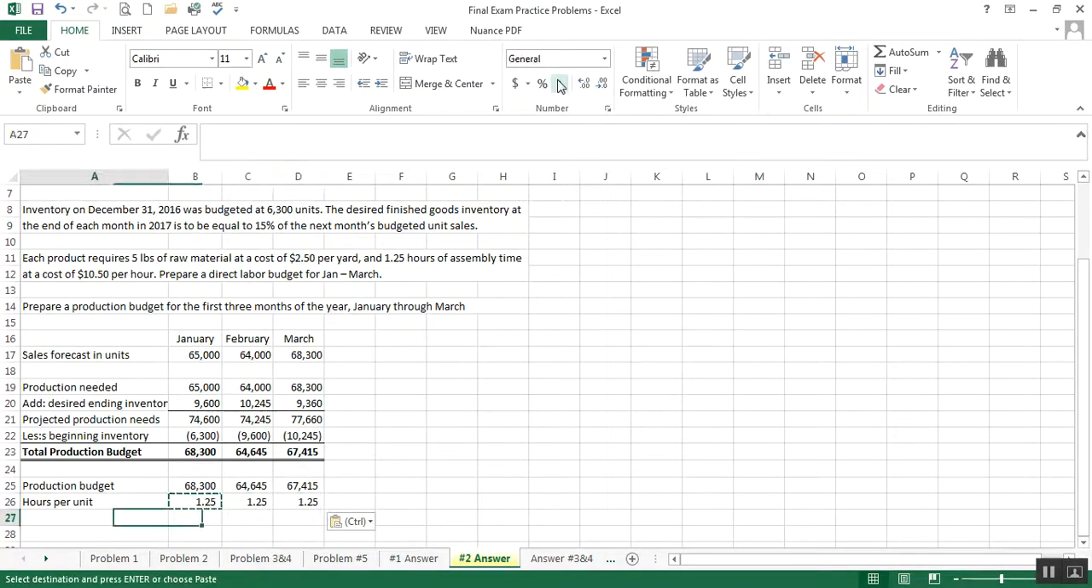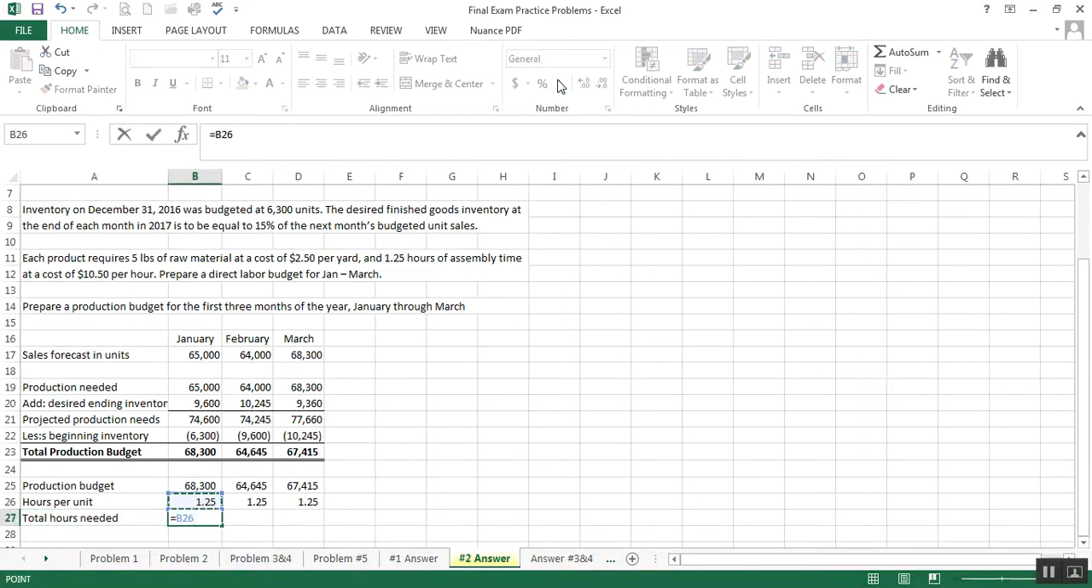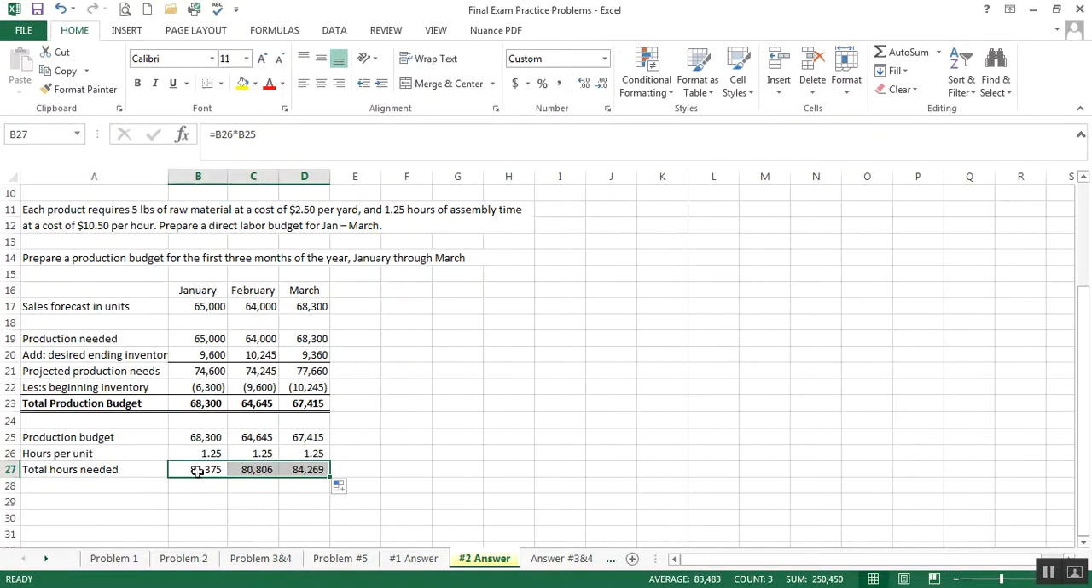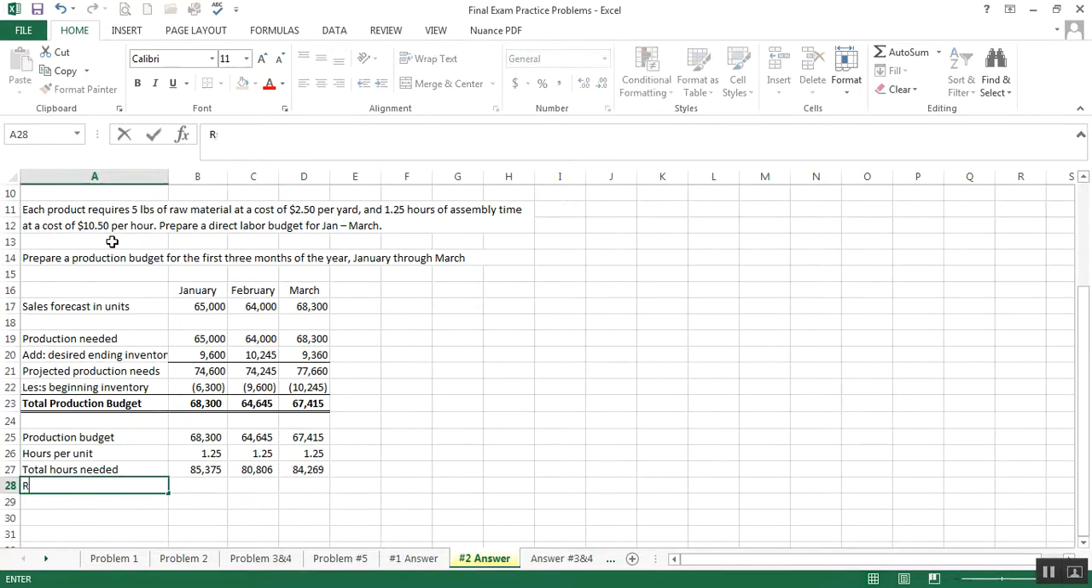So we're going to translate that into total hours needed to produce those units. So it's 1.25 hours times the number of units that we're going to produce for the month. So we're going to have 85,375 hours for January. And we saw here that our rate is $10.50 per hour.